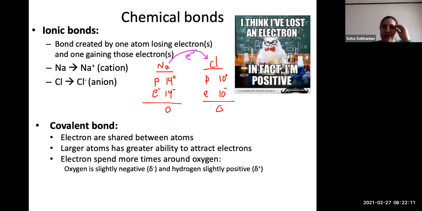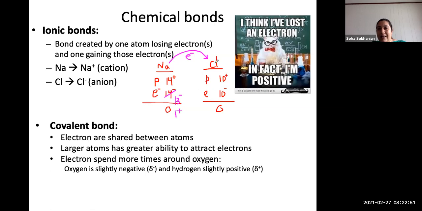So pay attention, because this is where my students get confused. When you lose an electron, your protons are not changing. You still have 14 positive protons. But your electrons, because you're losing one, become only 13, right? So now you have 14 positive, take 13 away. What's your overall charge? Sorry, 1 positive. So it becomes a positive 1.